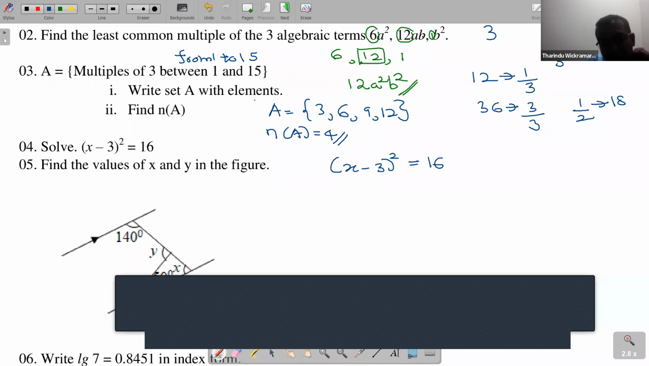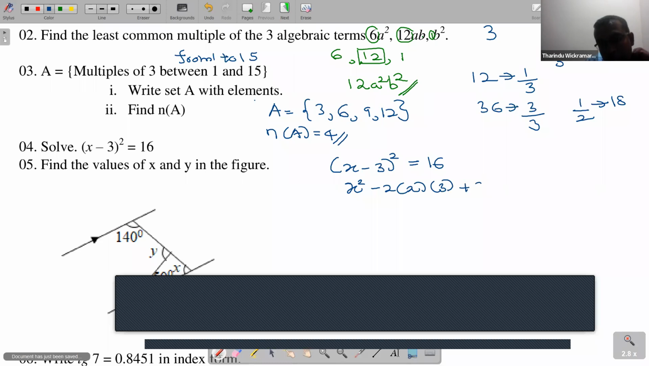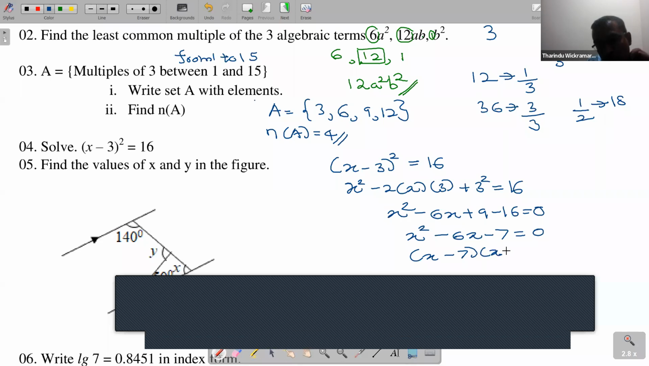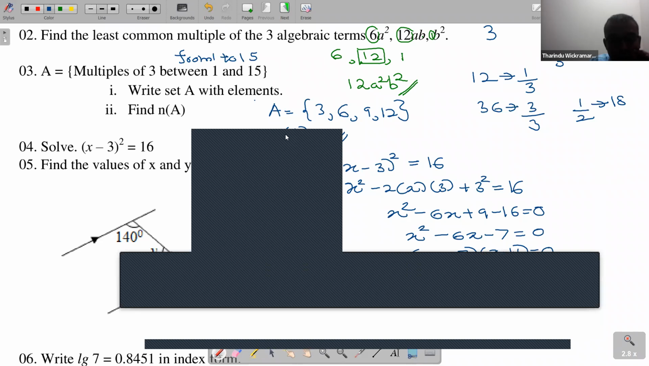(x - 3) squared: x squared minus 2 into x into 3 plus 3 squared equals 16. Then you will try to simplify that one. Then this is 6x, this is 9. You will take this side, this is 16, and this is minus 7. Then you will try to factorize. I will not do factorizing here like that. I will use another method. So that method is what?